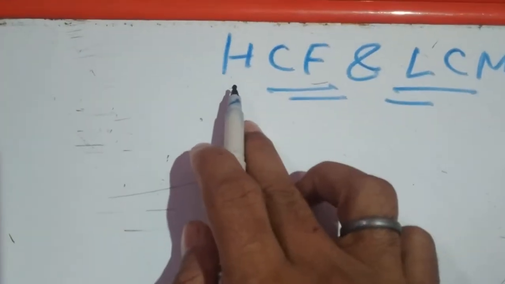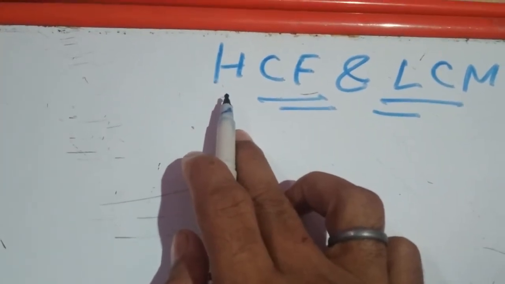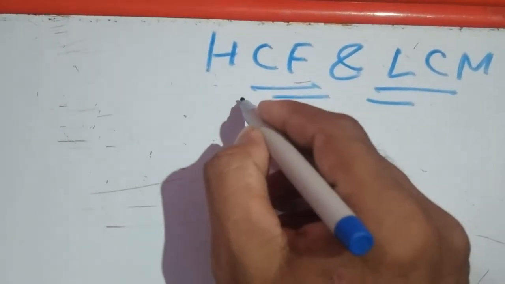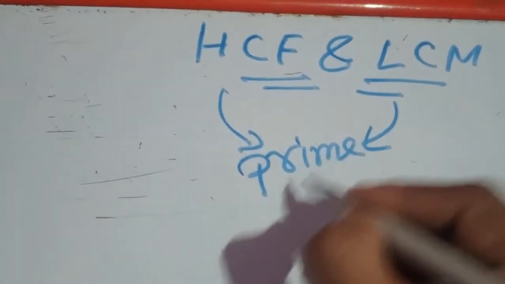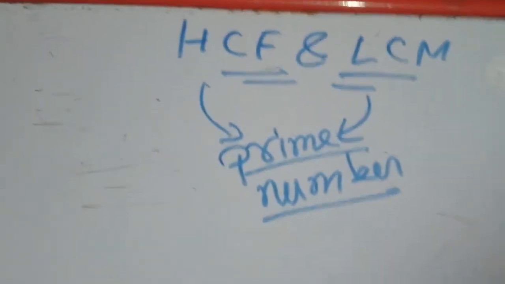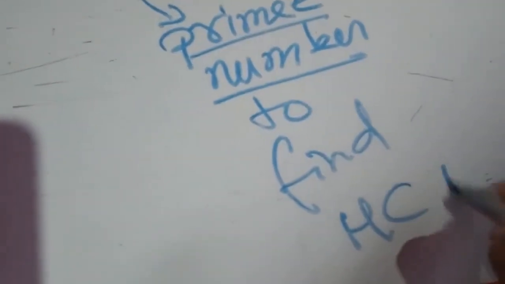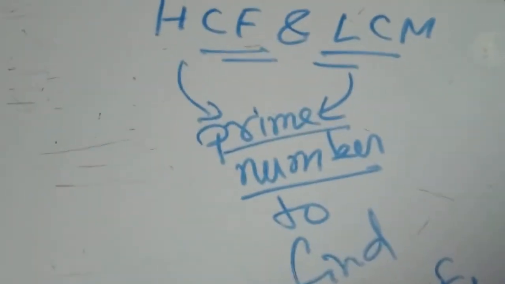Suppose we are going to find the HCF of two numbers, then we have to see whether the two numbers are divisible by the same number or not. First we have to learn that we have to use only prime numbers here. Only prime numbers you have to use to find HCF and LCM.